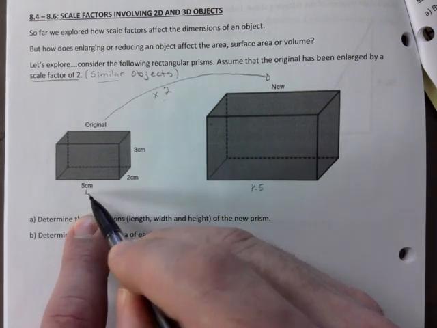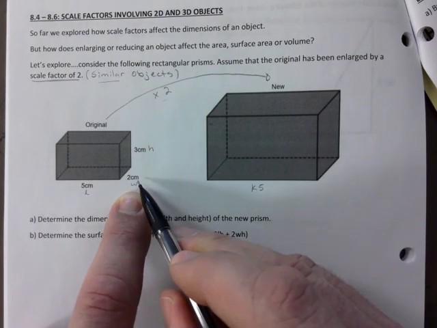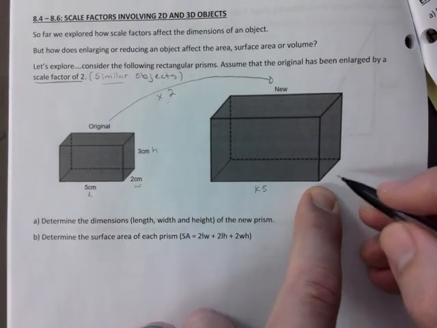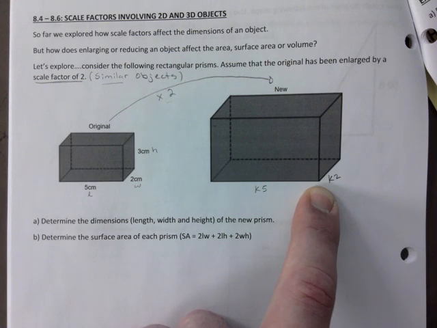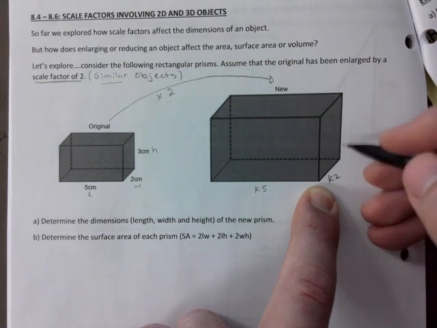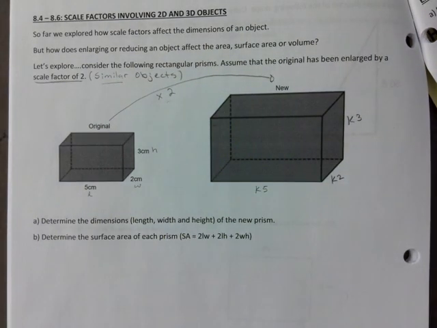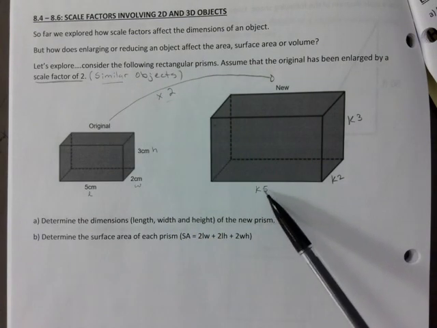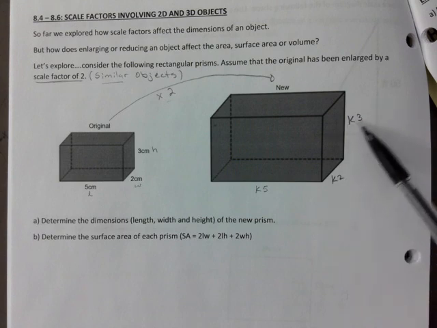So let's call this length, width, and height, obviously. When you have the original width, you would multiply this by 2 to get the new width here. We're just going to call this K2. And then the height is K3. So naturally, in this particular example, if K is 2, this would be 2 times 5, which should have been 10. This would be 2 times 2, which is 4, and this is 6. But I'm just going to keep it like that for now. Okay.